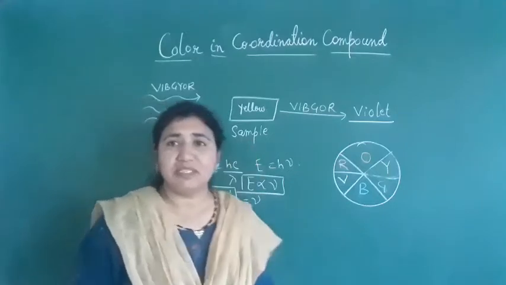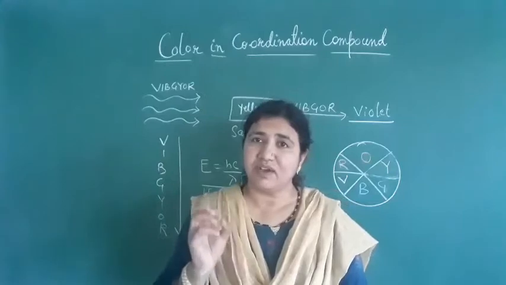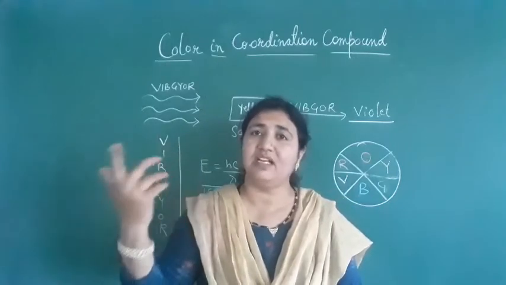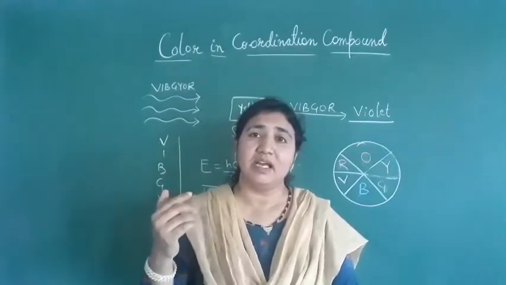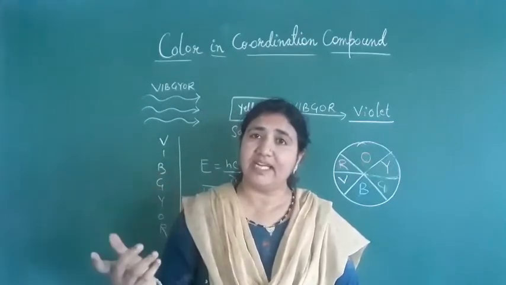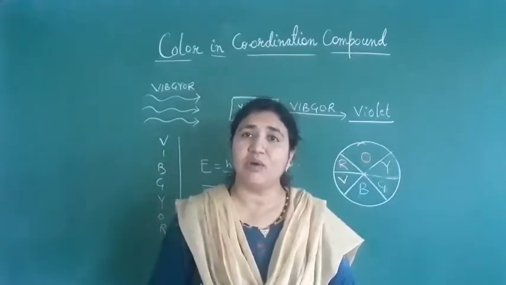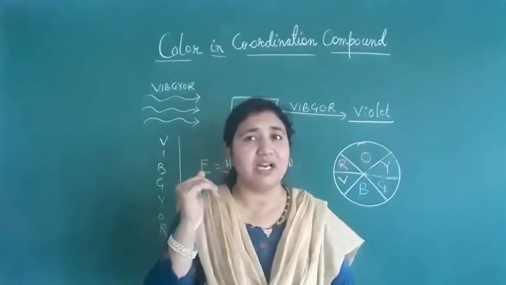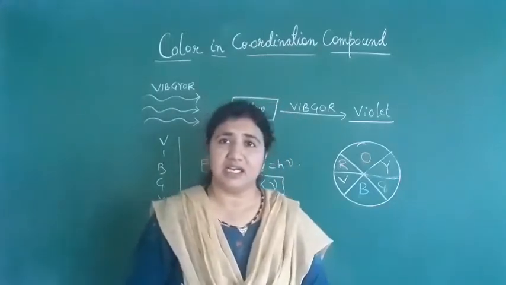So that means to see colors, the substance should absorb some wavelengths and reflect the remaining wavelengths of light, and that remaining reflected light gets added up and gives a complementary color. That complementary color can be seen by our eyes. Understood? This is the way we can see the colors.